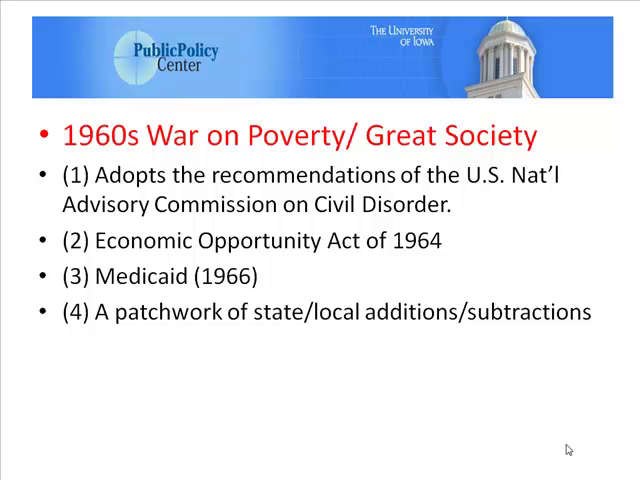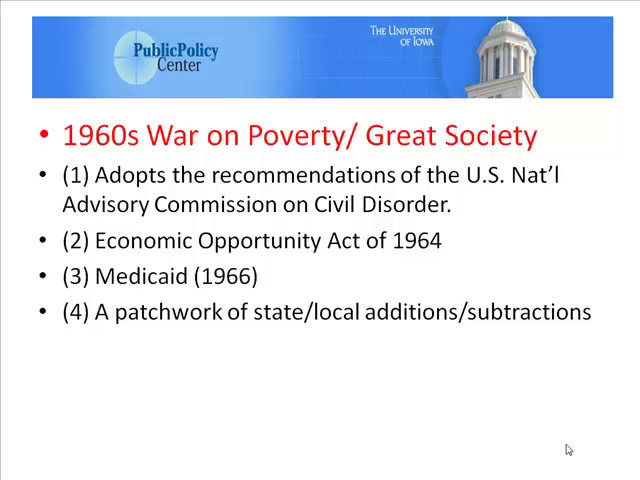Move forward to the 1960s, we have the War on Poverty and the Great Society. The War on Poverty adopts many of the recommendations from the National Advisory Committee on Civil Disorder, which is a federal commission that's put together after early 1960s urban riots in major cities. It includes the Economic Opportunity Act, Medicaid, which you talked about some last week, and a patchwork of state and local additions and subtractions. What the War on Poverty focuses mostly on is community engagement, community development, and block grants to community organizations, in addition to the Medicare program.